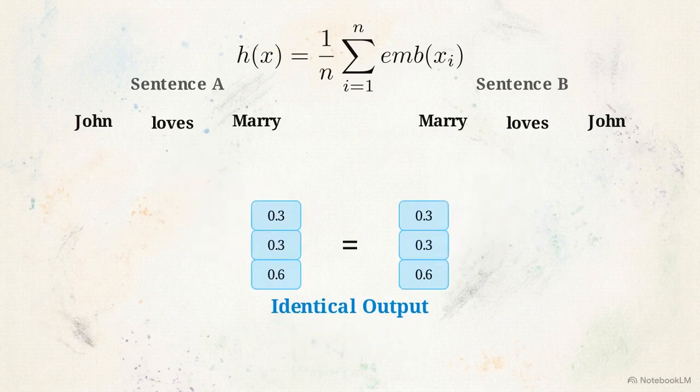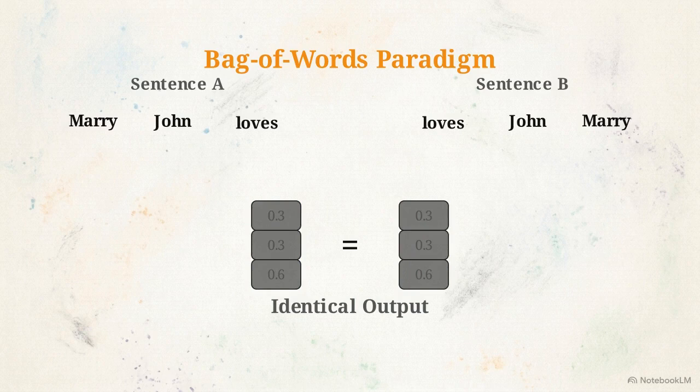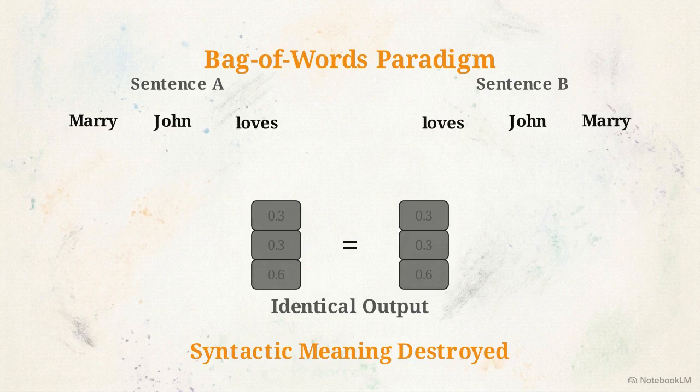Look closely at the result. The mathematical output vector for "John loves Mary" and "Mary loves John" is completely identical. This operates under the bag of words paradigm. Because the positional order of the inputs is completely ignored, the aggregation destroys all syntactic meaning.